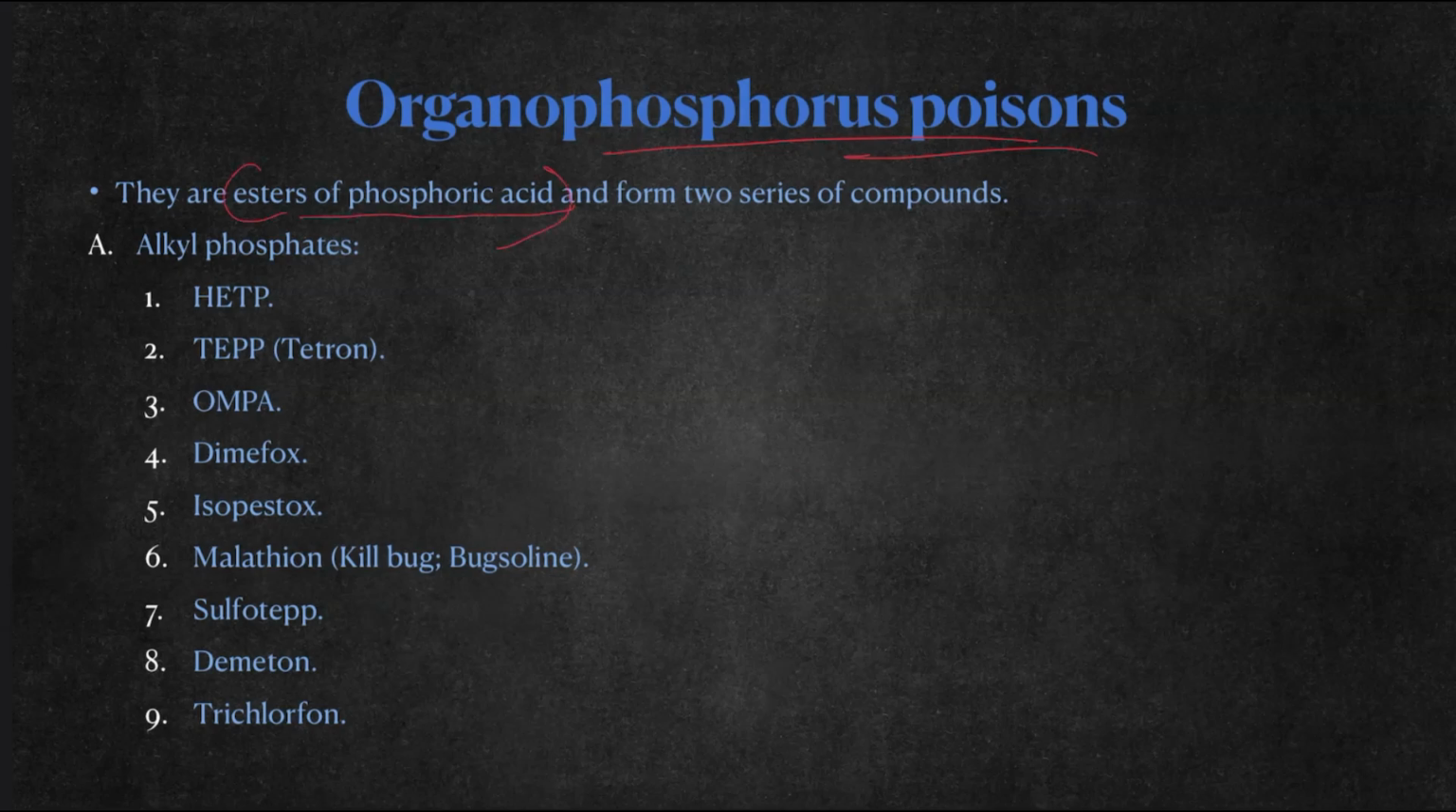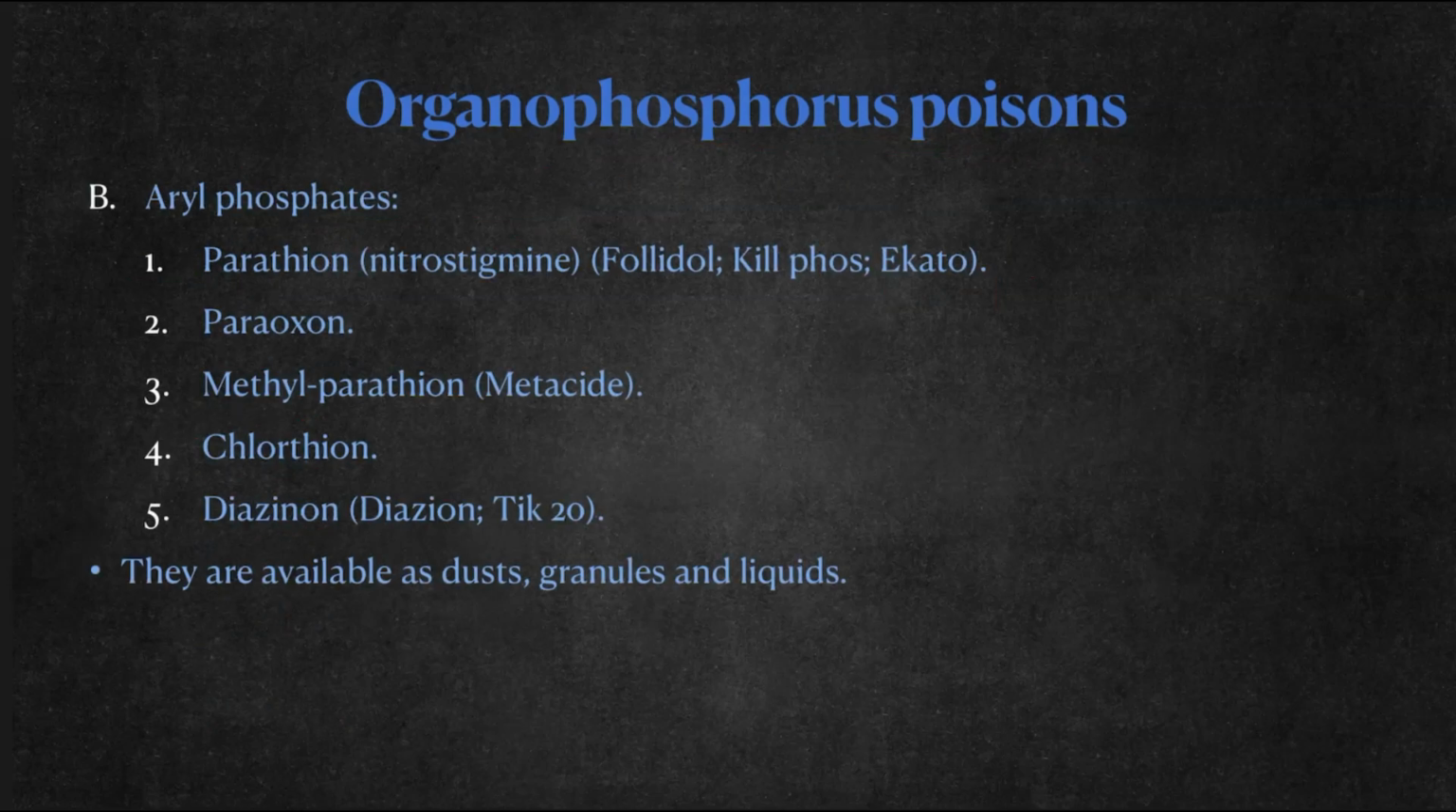These are compounds which are esters of phosphoric acid. There are two groups of compounds: alkyl phosphates and aryl phosphates. Alkyl phosphates include hexaethyl tetraphosphate, TEPP, OMPA, dimethoxyphosphate, etc. Aryl phosphates include parathion, paraoxon, methyl parathion, chlorothion, etc. They are available as dust, granules, and liquids, and are mainly used as insecticides to spray on plants.